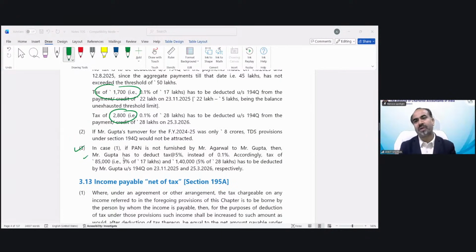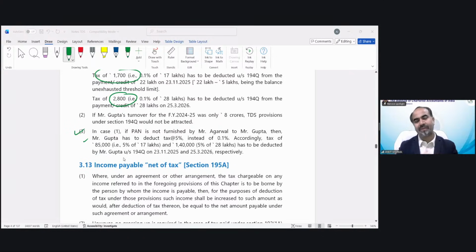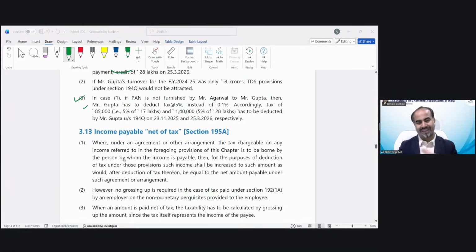Now the procedure part of TDS is there. This procedure part is just for reading purposes. If there is any technical point, I will let you know. And other things are just for reading purposes, like that you have to file your TDS return, you can deduct at a lower rate of TDS, etc. But I believe the examination would focus more on whatever we have covered till now.